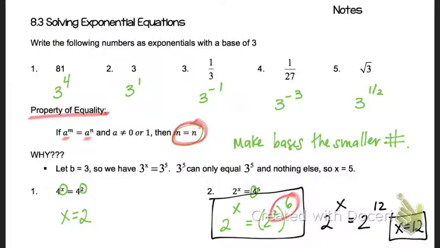Now, you don't have to do this step right here. You can just skip it and go straight here if you want. In my head, I just know I'm going to multiply the exponents. But if you need that second step, and it may take a little bit of practice, then you can do that as well.